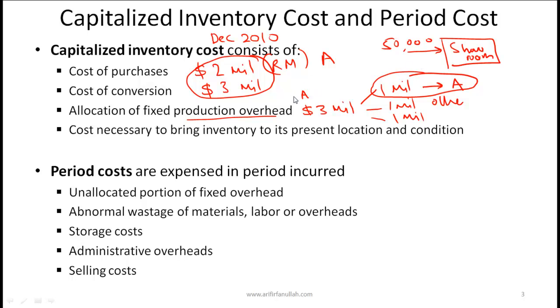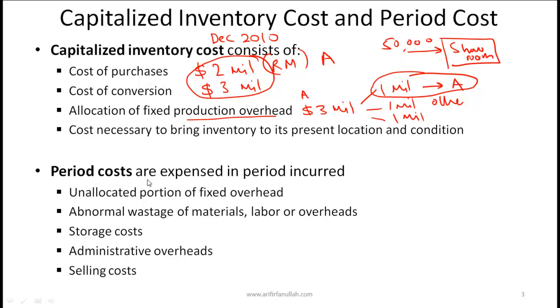So in our simple example, the cost of making product A, let's say that product A is a plane, the total inventory cost that is capitalized would be 2 million, which is the cost of raw materials, 3 million, which is the cost of conversion, the allocated part of the overhead, which is 1 million, so we are now at 6 million, and 50,000 to transport. So 6 million 50,000 is the value of your inventory on your balance sheet.